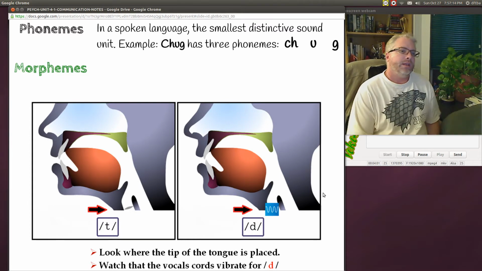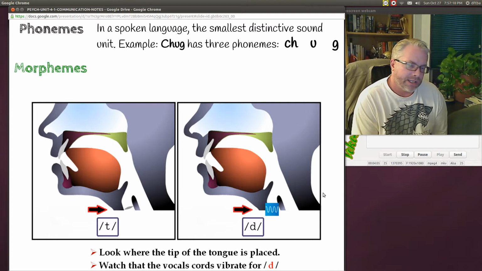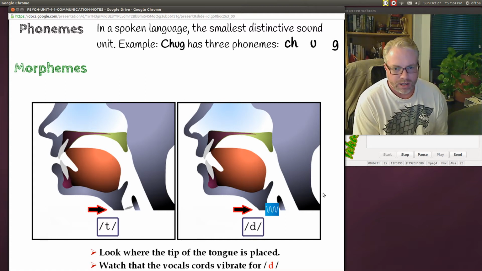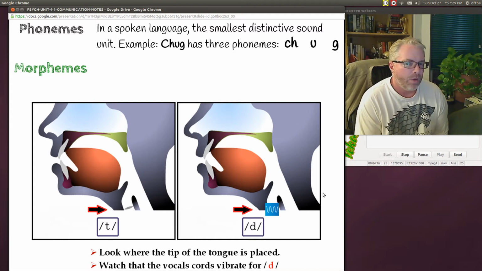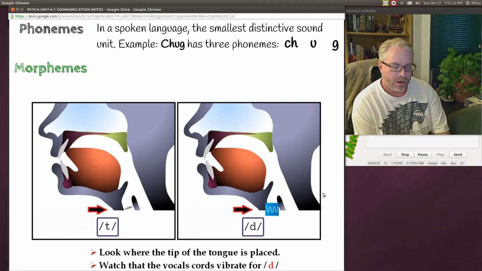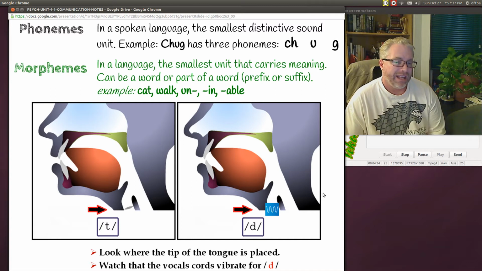A phoneme is, in spoken language, the smallest distinctive sound unit. So an example of that would be chug. It has 3 phonemes: ch, u, g. You might think of them as syllables, but they're not always syllables. But morphemes are a little different too. In a language, it's the smallest unit that carries meaning.